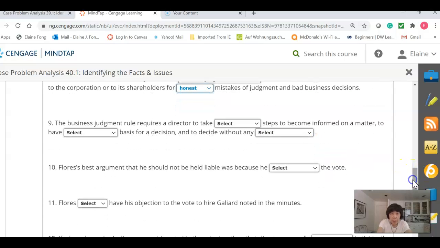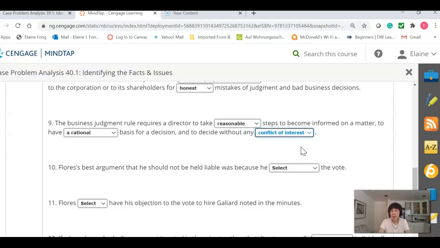Number 9, the business judgment rule requires a director to take reasonable, extraordinary, or intense steps to become informed on a matter. Reasonable steps to become informed on a matter, to have a rational, a correct, or an extraordinary basis for a decision. To have a rational basis for a decision just needs to be thought through, all right? And to decide without any conflict of interest, hesitation, or debate.